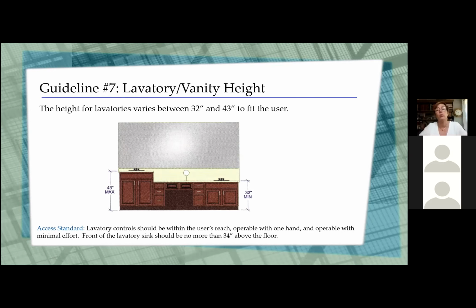Lavatory controls should also be within that user's reach and operable with one hand. So there are a lot of really cool stylings of fixtures. Lever fixtures are the easiest to utilize for most people when it's operable with one hand. And we'd like that lavatory sink not to be more than about 34 inches above the floor. It's a guideline, it's an access standard. If you're using a 36-inch or a 34.5-inch cabinet with a countertop, usually you're a little bit higher than that.